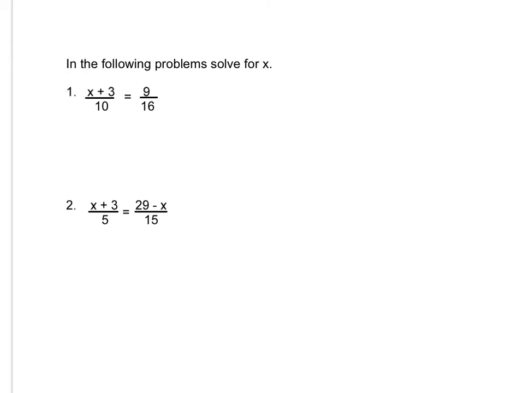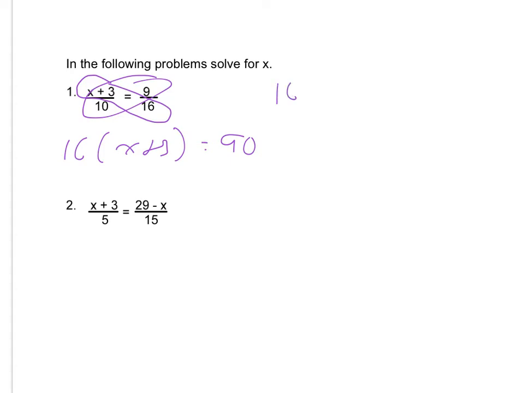So let's solve the following problems for x. These are proportions. All we're going to do is cross multiply. In the first one, I'm going to cross multiply the extremes first. 16 times (x plus 3) is equal to 10 times 9, which is 90. Please make sure you distribute. So we're going to get 16x plus 48 is equal to 90.